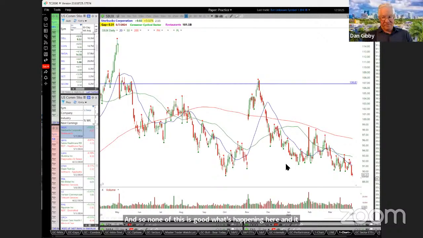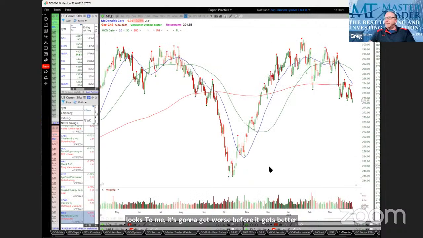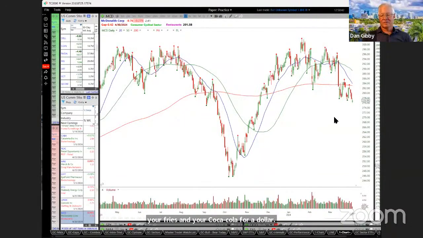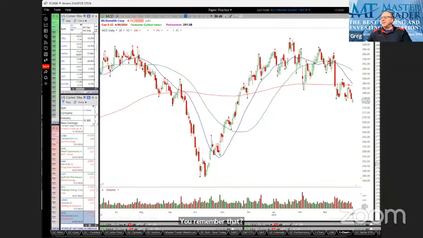Well, even McDonald's looks horrible on all time frames. Yep, they need to bring back the Happy Meal, as unhealthy as that is, but you get your burger, your fries, and your Coca-Cola for $1. You remember that? Well, they probably still have it, but it's probably $7 now. Yeah, absolutely.